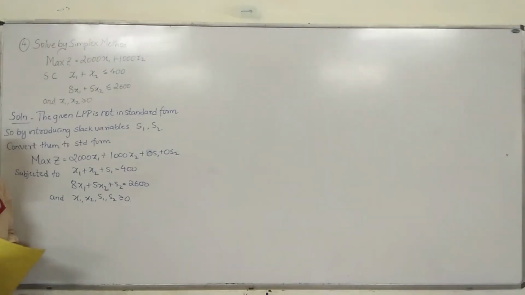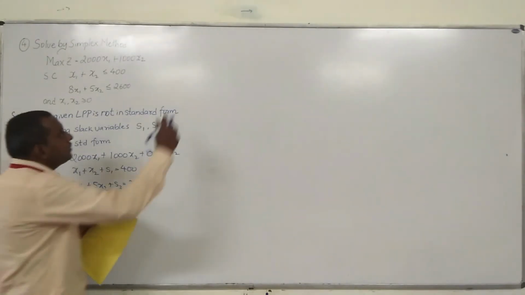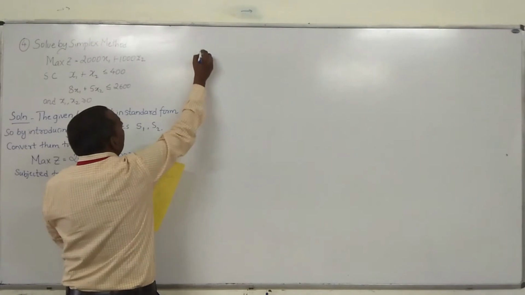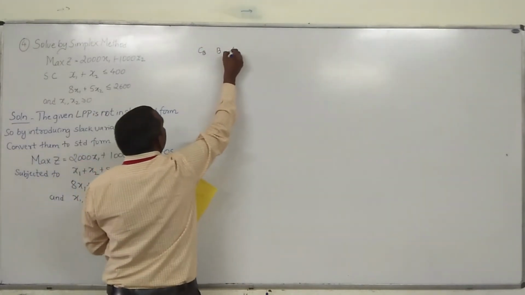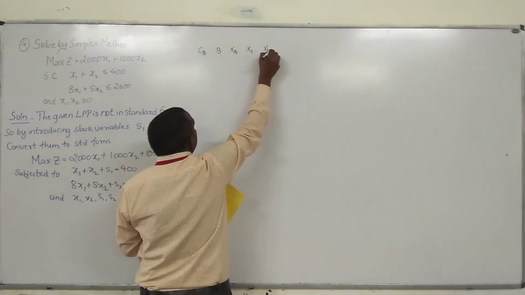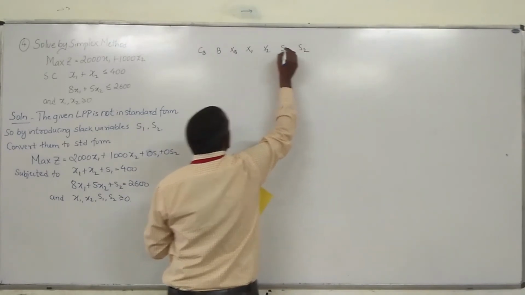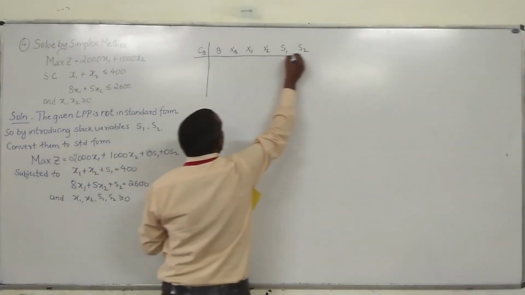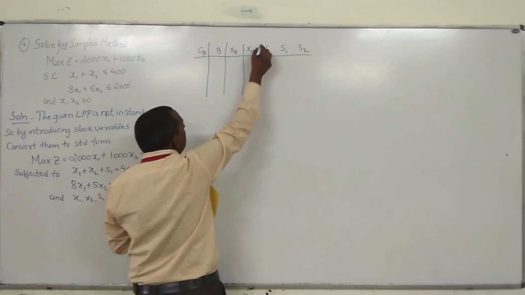Then we need to construct the first initial simplex table. So the first initial simplex table, let me write it: CB followed by basis B, then XB, then X1, then X2, then S1, then S2. Fine? So these things are written here. So let me draw the table. Again, I will explain while drawing the table here.